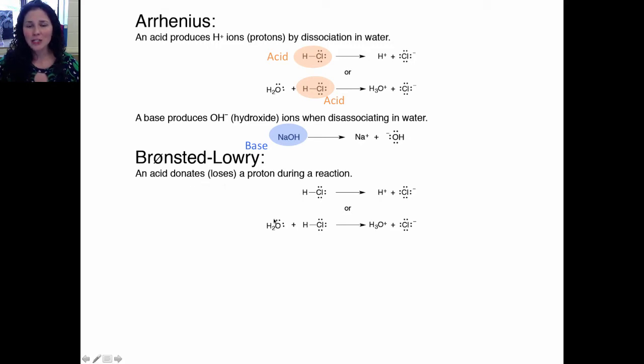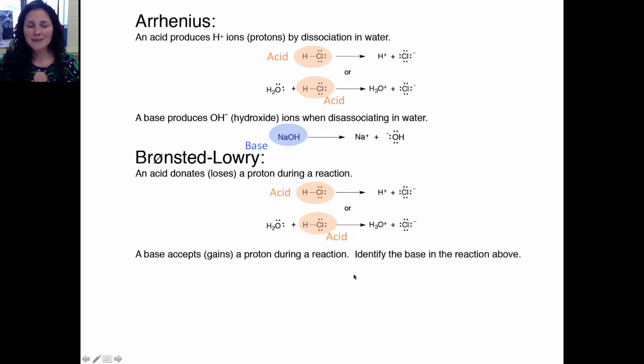An acid is defined by something that loses a proton during the reaction. Here are the same two reactions that I wrote above. Let's look at this in light of the Bronsted-Lowry acid definition. HCl loses a proton and becomes Cl-. Therefore, HCl is an acid by both the Arrhenius and the Bronsted-Lowry definitions. Let's look at the second reaction. Once again, HCl loses a proton to become Cl-. It's still an acid.